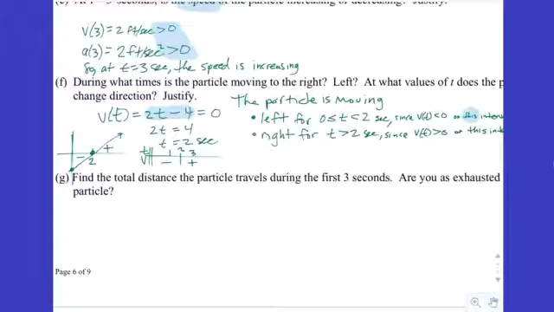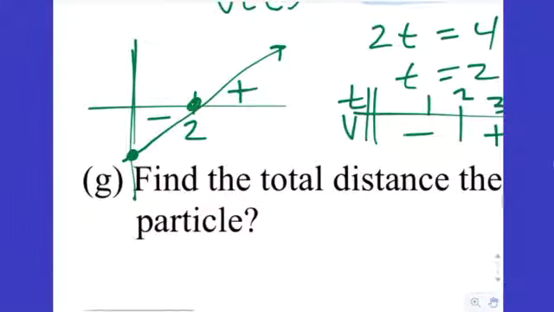When does the particle change direction? At t equals 2. How do we know that? Just because the velocity is 0?